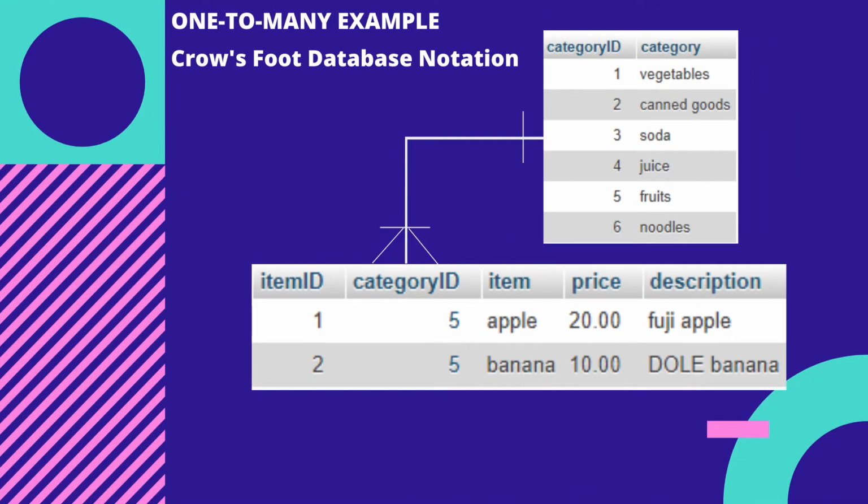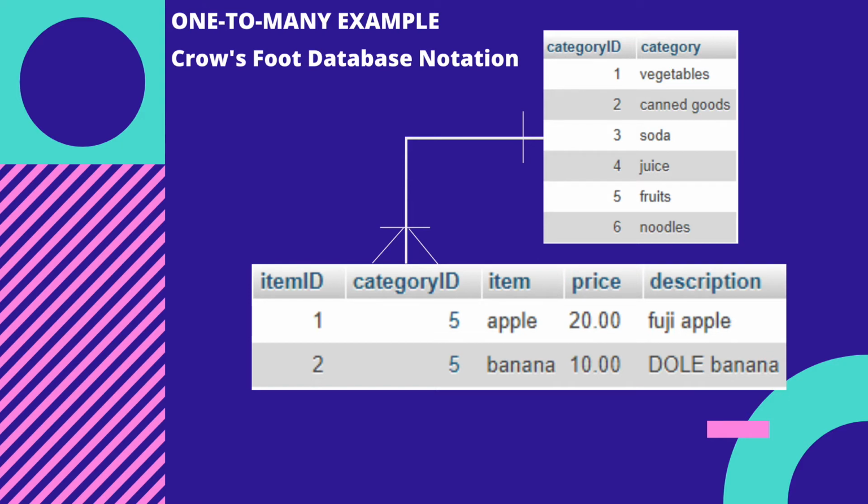Ito yung sample ng one-to-many relationship. This relationship means na yung row of data ng isang table ay marerelate sa maraming rows ng ibang table. Just like sa example table natin, yung rows of data sa category table, which is represented by the primary key, ay ginamit natin sa table items ng maraming beses as foreign key. When describing this relationship, we can say that an item has one category, but the category has many items.